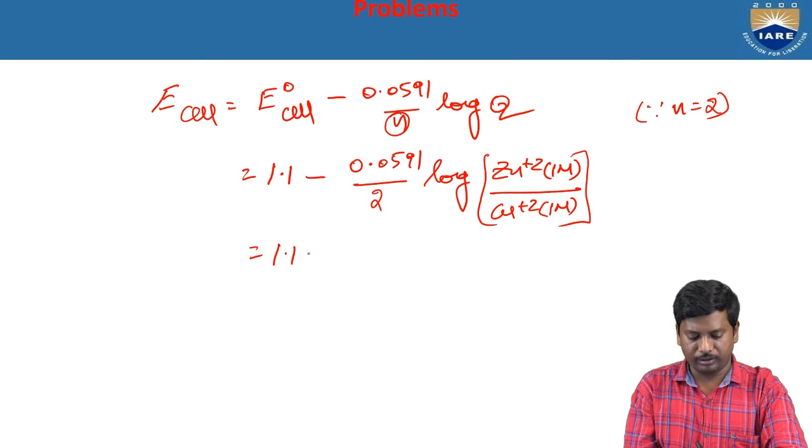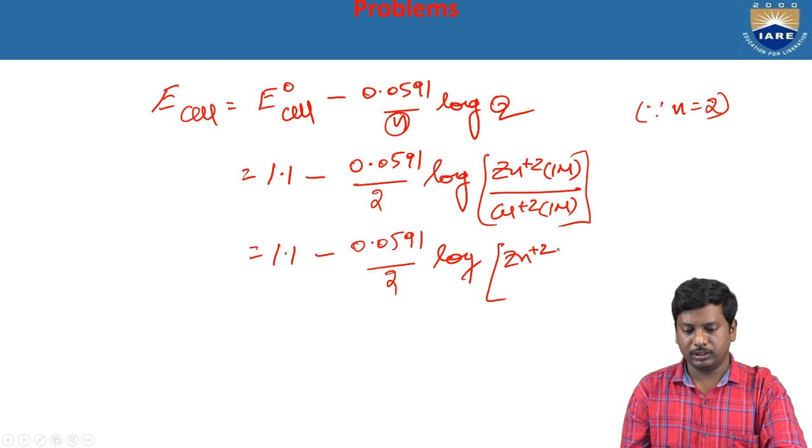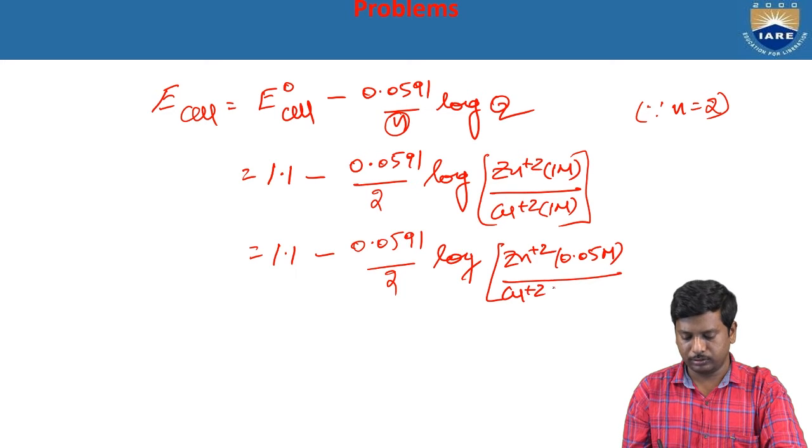That means 1.1 minus 0.0591 by 2 log of zinc plus 2, which is present in 0.05 molar as per the given data, and copper plus 2, which is present in 0.005 molar.